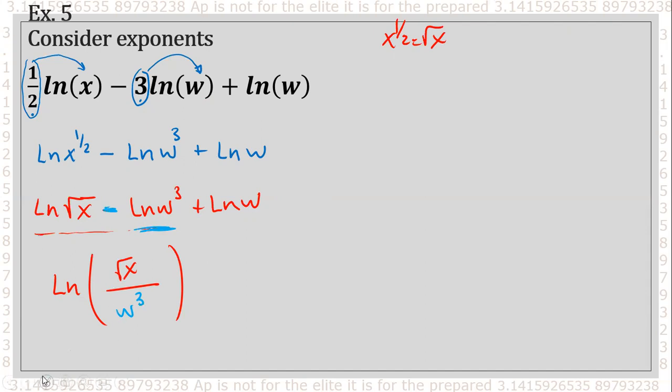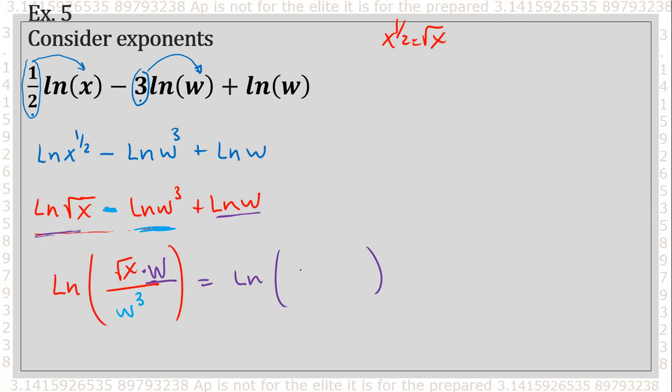Okay, and the last part, this plus ln of w. Notice, this plus is multiplication. So it's going to multiply to the first term, so it's going to be right here. Okay. So now keep in mind, this right here we can simplify. It also depends on what your teacher is requesting. I'm going to ask you guys to continue to simplify this.